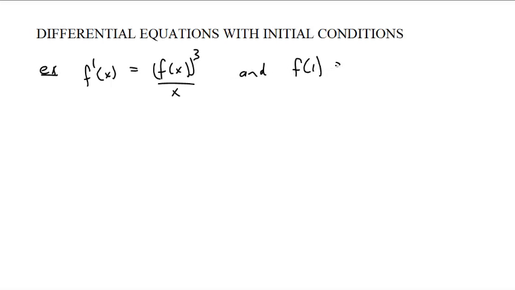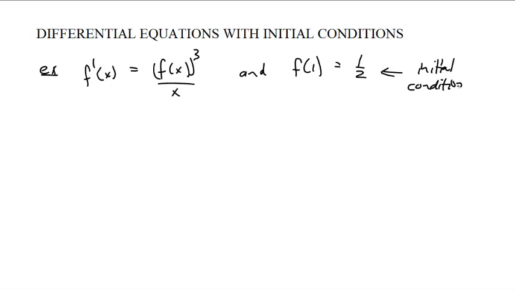Sometimes when we are given a differential equation, we're given additional information that we also want to be true. And this helps us figure out which of all the various C's, constants that tend to pop up in these differential equation solutions, we want. For example, let's say we want the derivative of our function to be the original function cubed divided by x, and we also want f of 1 to be 1/2. Well, this is called the initial condition.